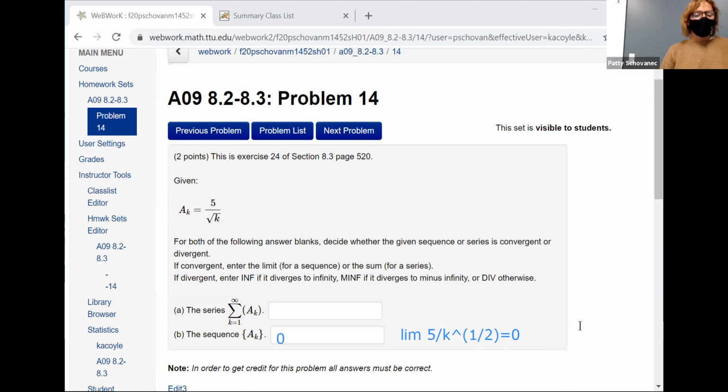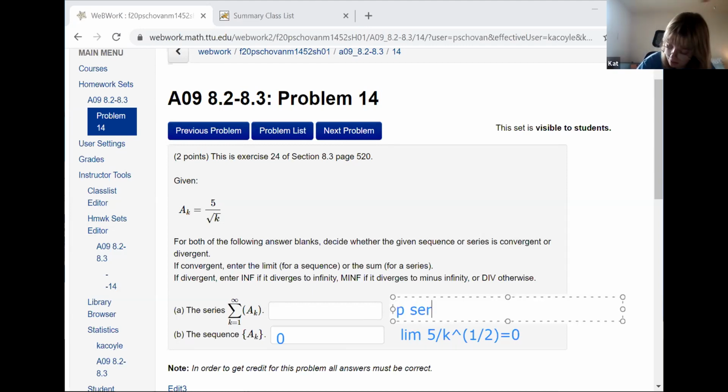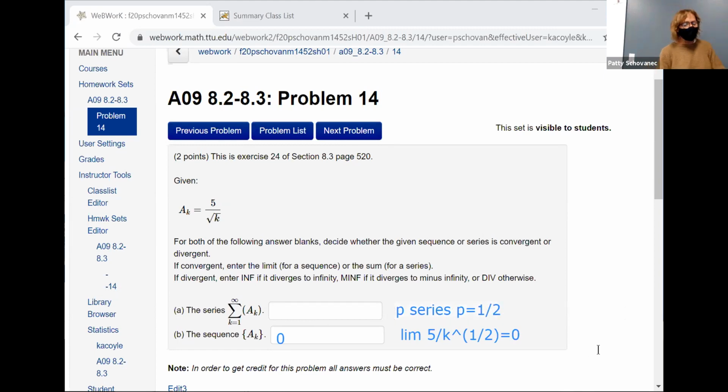Okay? Now, if the kth term goes to 0, the test for divergence tells us nothing. So let's look at this series of 5 divided by k to the 1/2. That's a p-series. It is. 1 over k to a power, with p equal to 1/2. So go back and look. Do p-series converge when p is that size?